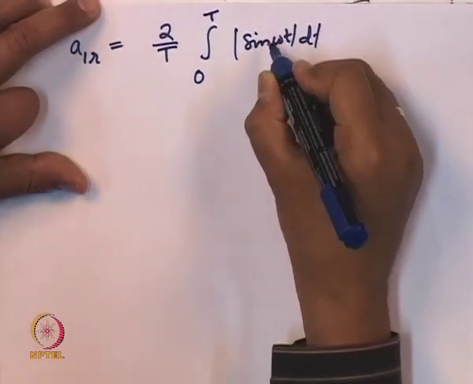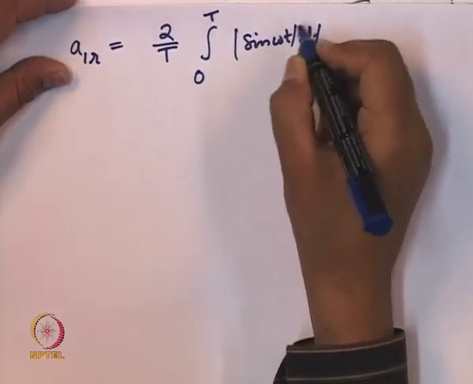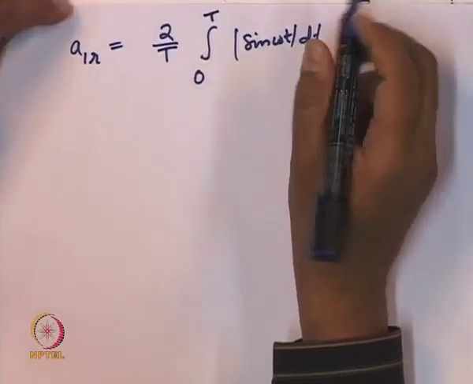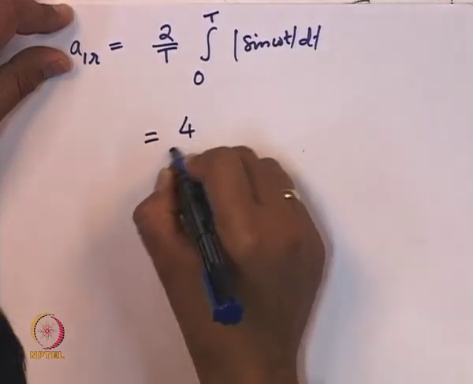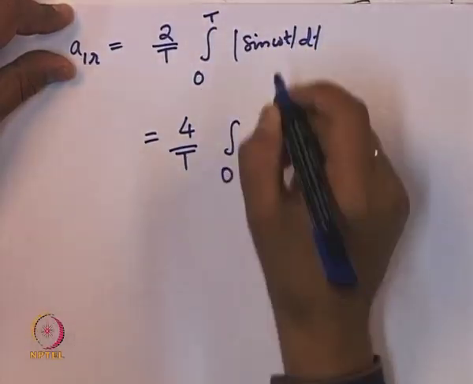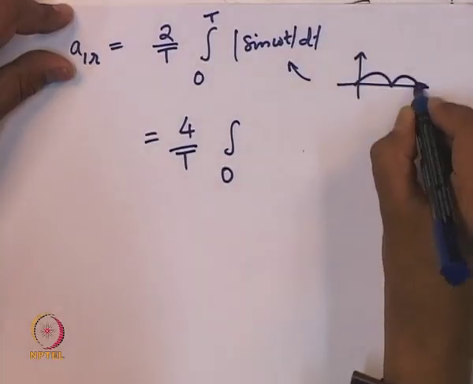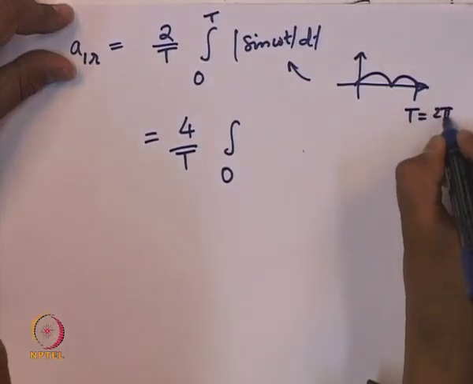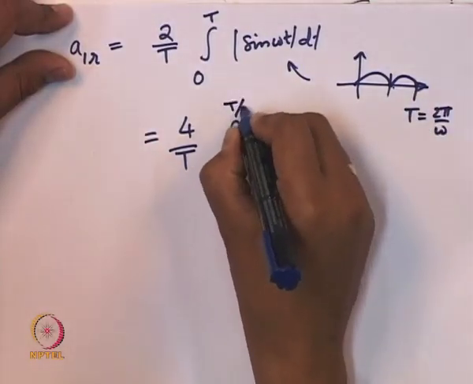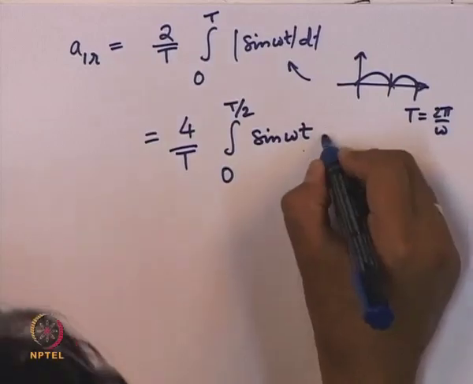Why did we put this absolute value? Because we are multiplying sin omega t with y, and y changes its sign if sin omega t changes its sign, and y is equal to plus or minus 1 only. So when we multiply this by y, we get exactly this, which is now 4 over T, and we integrate from 0 to only half the period. Why? Because this particular signal here is something like this. This is T, where T is equal to 2 pi over omega. So we are going to integrate only up to here, 0 to T by 2 of sin omega t. Over this interval sin omega t has not changed sign.